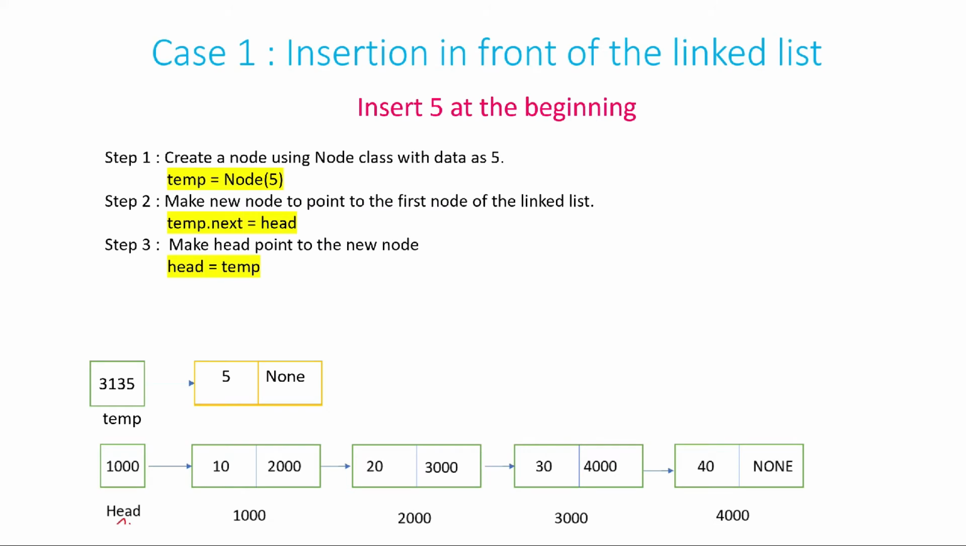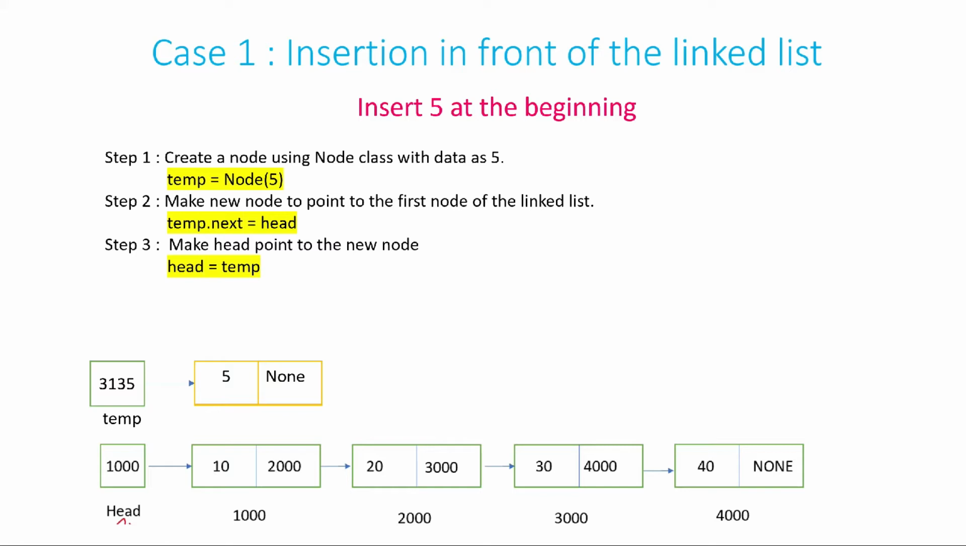Okay, so the first case is when you want to do the insertion in front of the linked list. You want to insert 5 at the beginning of your linked list. So let's see step by step. First thing, if you want to insert 5, firstly you need to have a node created having 5 in it as data. So for this, we'll use the node class. We have discussed the node class earlier.